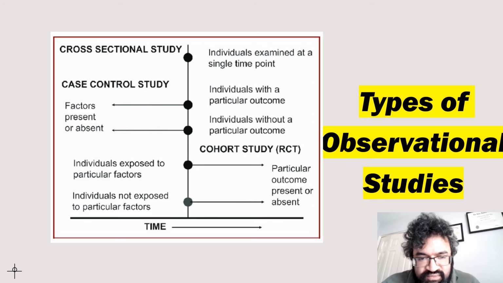So the final slide just looks at the types of observational studies that are out there. For instance, cross-sectional study and case control studies. Cross-sectional studies, individuals examined at a single point in time. Case control, individuals with a particular outcome, individuals without a particular outcome. Then you're looking at the factors present. Now, all of these are considered still cross-sectional. The only one that is longitudinal is either the cohort study or the randomized control trial.